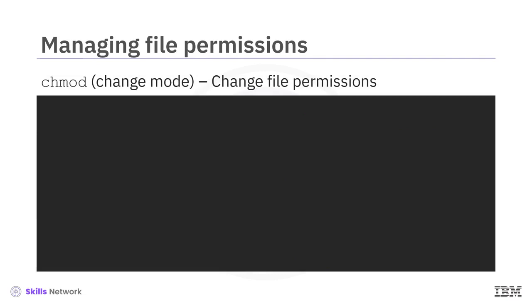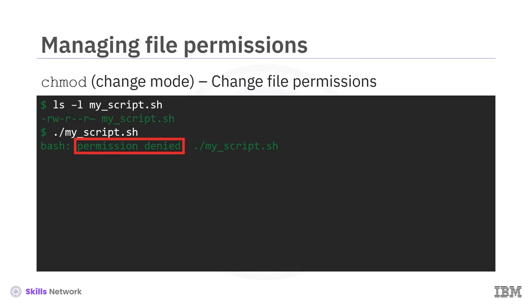chmod stands for change mode and is used to change read, write, and execute permissions on files. Suppose you have a shell script file in your current directory called my_script.sh that echoes learning Linux is fun. Entering ls -l my_script.sh shows that your shell script has read and write permissions as indicated by the r and w characters. But if you try to execute the file, you get a permission denied error.